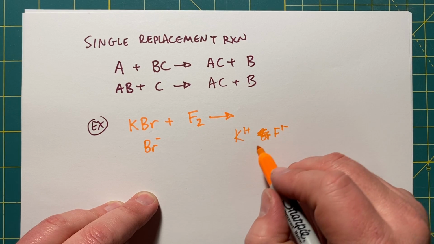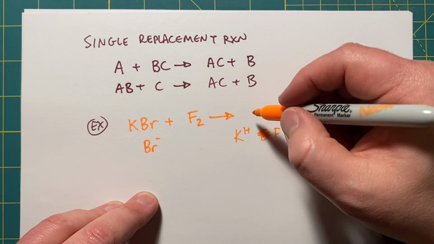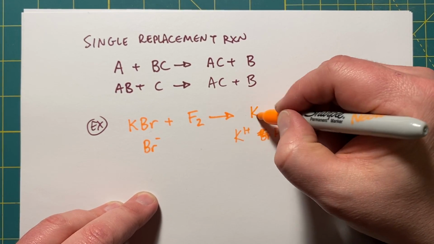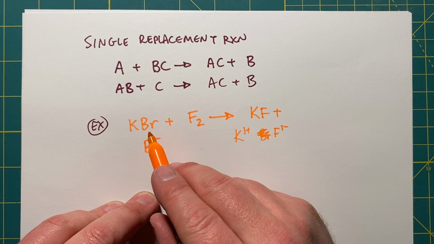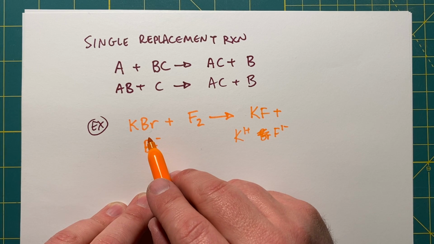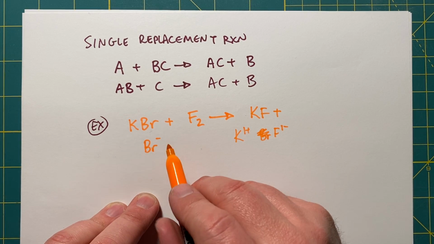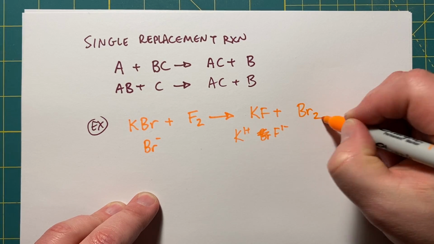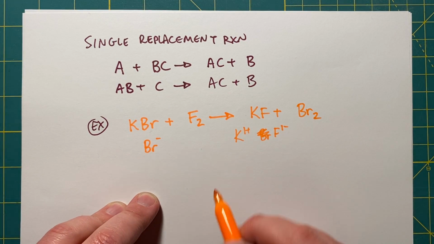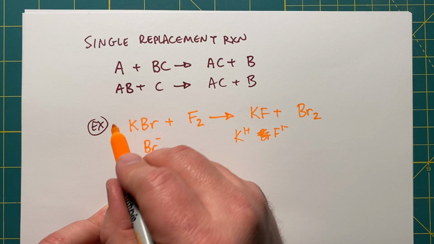So we do our crisscross and we get K1F1. And so we don't write the ones, we just have KF. And then we've displaced the bromine. Now the bromine by itself, it's part of our diatomic element. It's one of those. And so we're going to write it as Br2 in this case. And then afterwards we balance it.